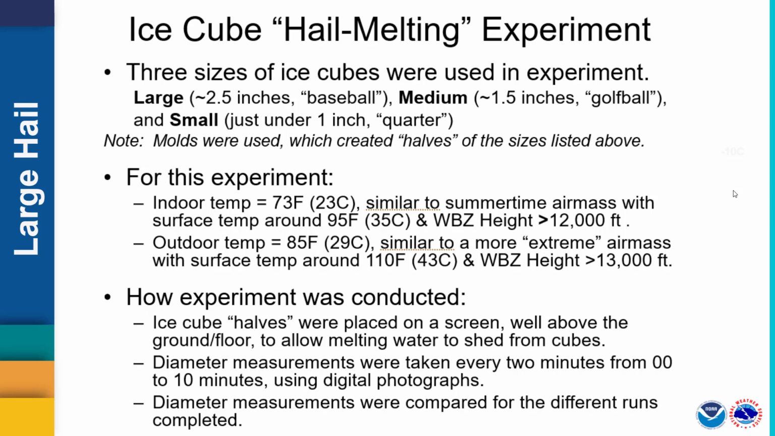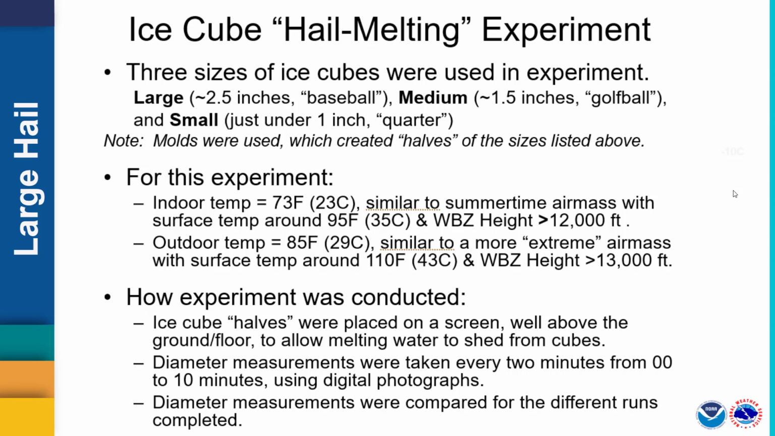We used 3 sizes of molded ice cubes in the experiment. Molds were used which created halves of the sizes that are shown here. We ran 2 runs of this experiment, one that was indoors using a temperature of 73 degrees Fahrenheit. This would be similar to a summertime air mass with surface temperatures around 95 degrees, temperatures at 500 millibars just below freezing, and high wet bulb zero heights above 12,000 feet.